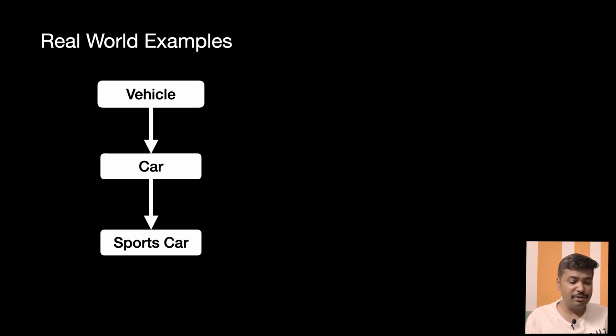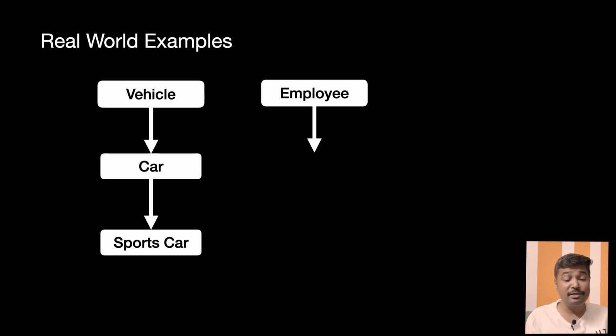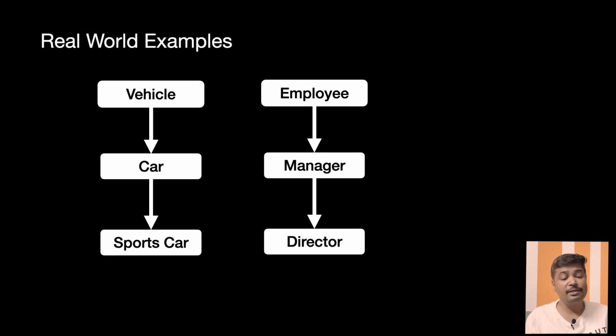Again, if you talk about the employee class, the employee is inherited by the manager because a manager is an employee, and then the director, which is the top one. The director is a manager, so it has the accessibility of manager and employee. So here again it is a good example of multi-level inheritance.